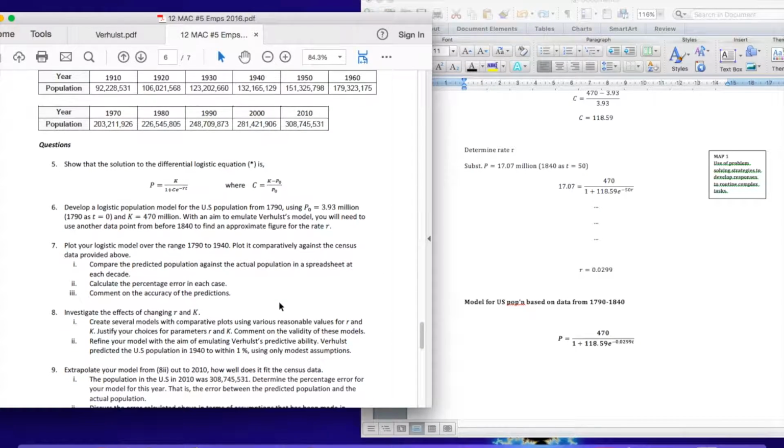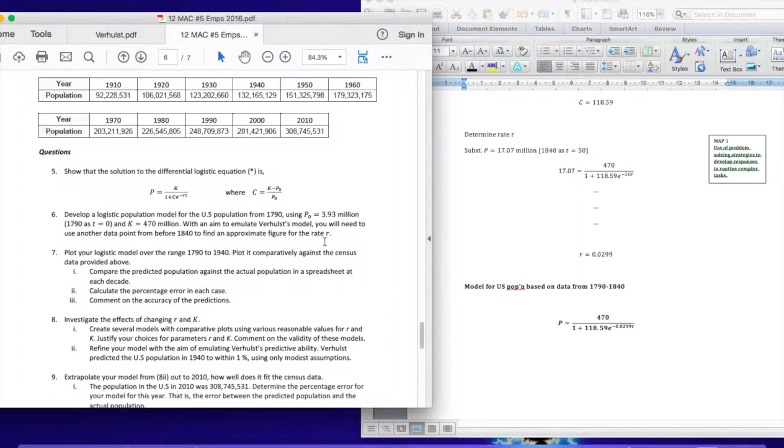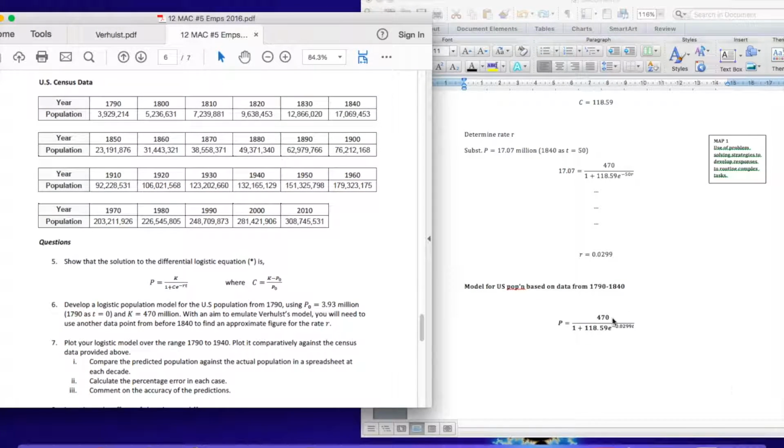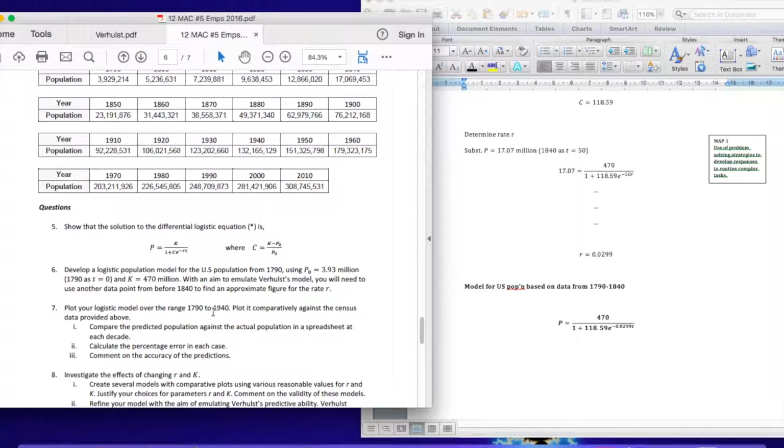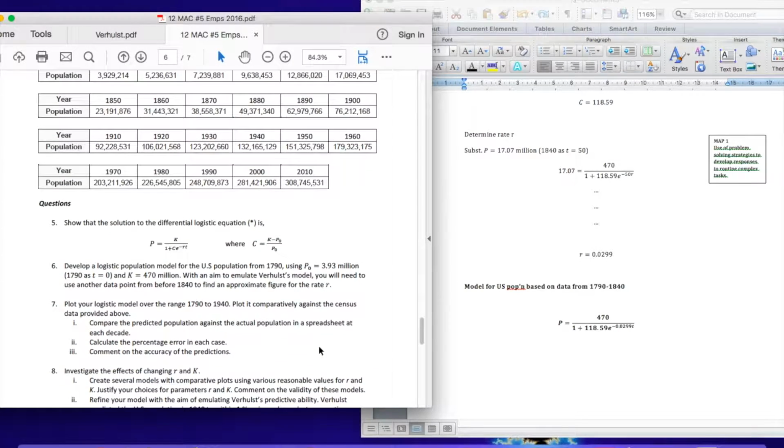Now question 7, we're going to use this model to generate some data from it and graph it, and then compare the data that we get against the data that we have here. Now we're going to extend it a bit. This model is really fit for the time period from 1790 up to 1840. We're going to extend it though up to 1940, so we're going to push it forward another 100 years.